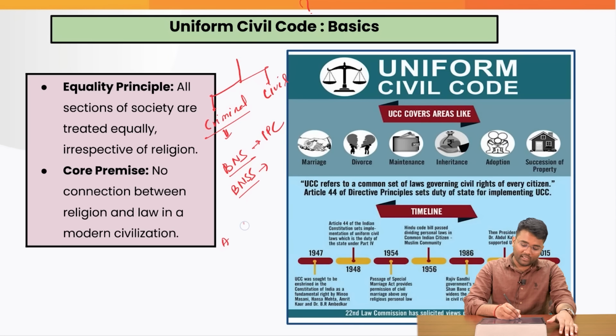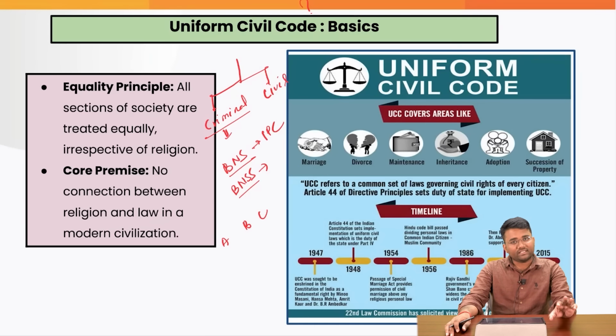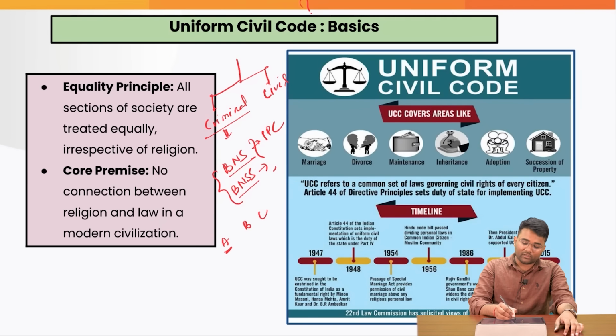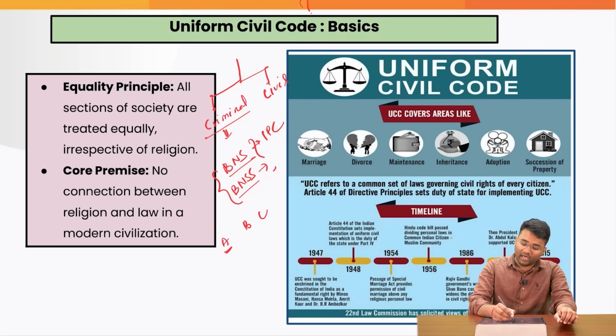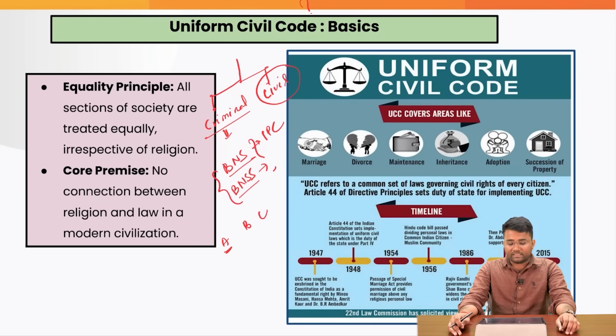If there are persons A, B and C, all three belonging to different religions, but if they are committing a crime, let's suppose murder, theft, anything else, they will be subjected to these laws. There will not be any differentiation based on the different religion to which they belong. But in the matters of civil, that is marriage, divorce, maintenance, succession, etc., the different religions have their own laws. There is no uniform civil code covering the civil matters.